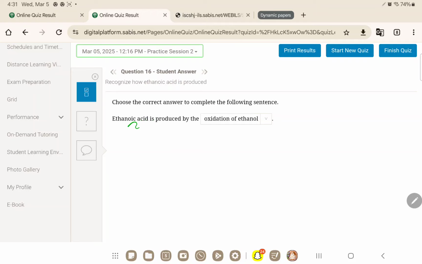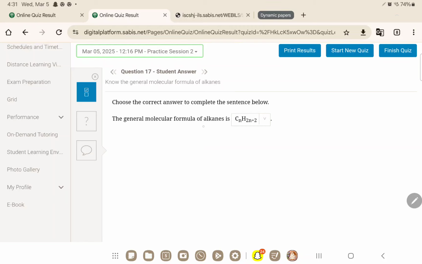Okay, so ethanoic acid is produced by the oxidation of ethanol. Only. If you oxidize ethanol, you get ethanoic acid. Of course, you need some catalysts to go with it, but we'll talk about those in another question.